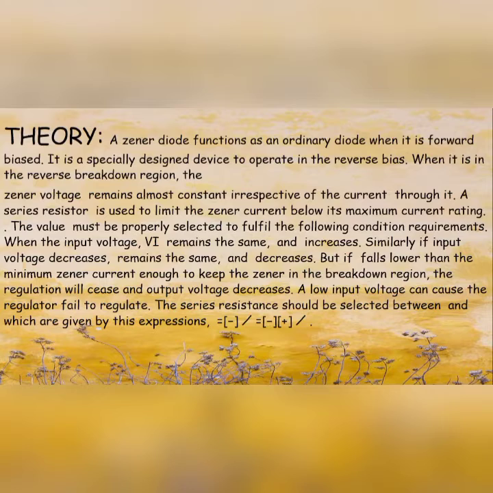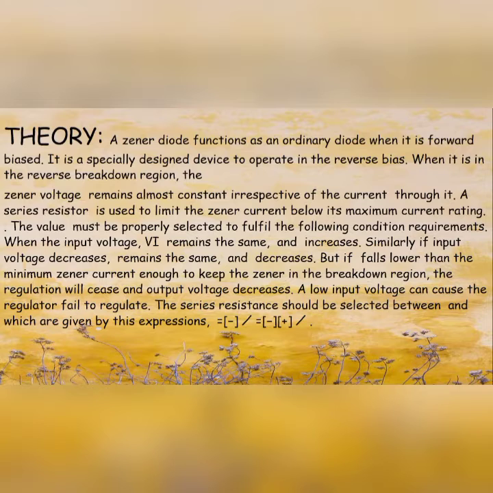The zener diode functions as an ordinary diode when it is forward biased. This is a specially designed device to operate in reverse bias. When it is in the reverse breakdown region, the zener voltage remains almost constant irrespective of the current through it. A series resistor is used to limit the zener current below its maximum current rating. The value must be properly selected to fulfill the following condition requirement.